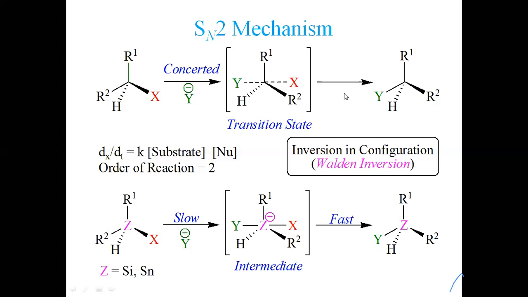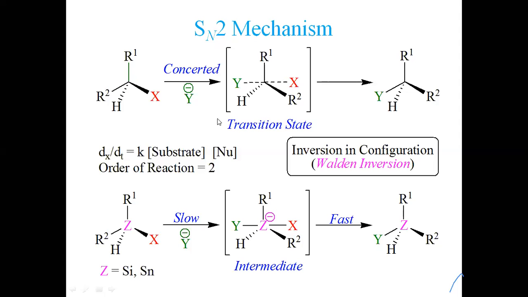But now look here. If this Y is also a heteroatom, it shall be the first priority, R1 is second, R2 is third. Now you see it is showing clockwise rotation, so it is R. This was S, but now this is R. So we have observed a change in configuration. This, by terminology, is called inversion in configuration.